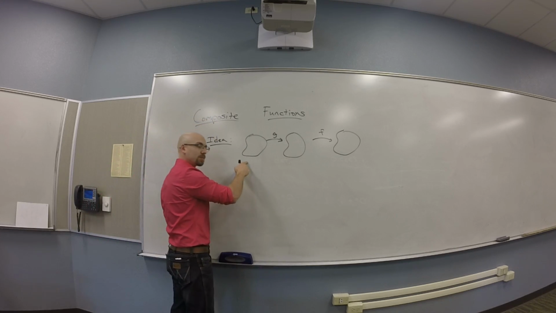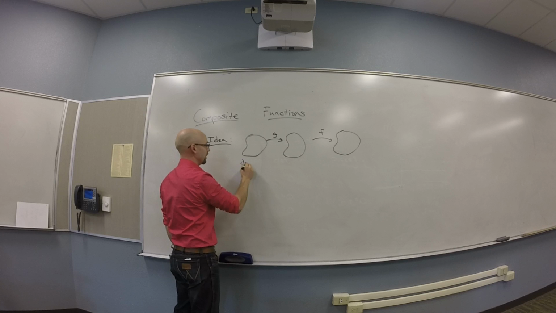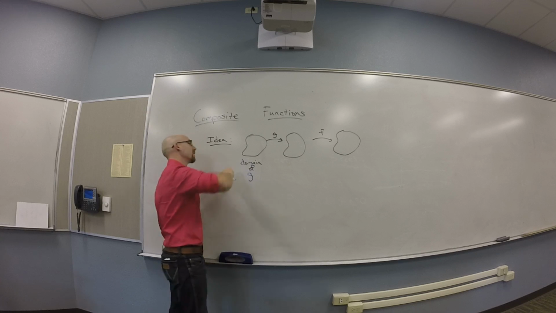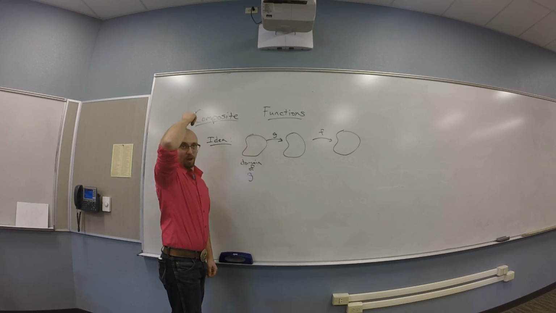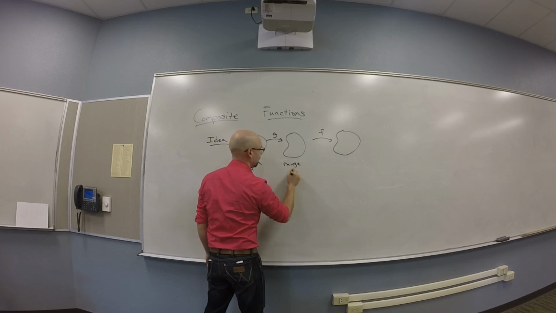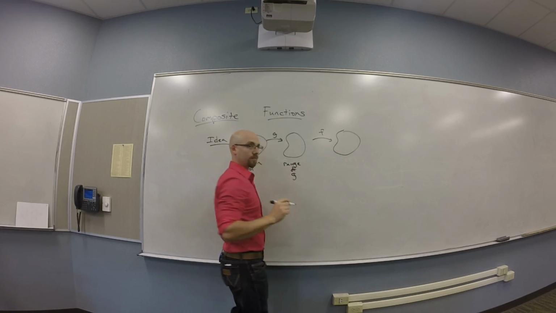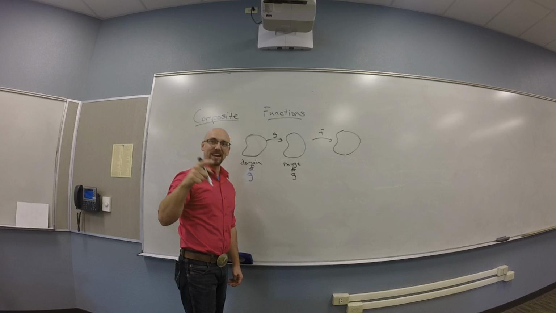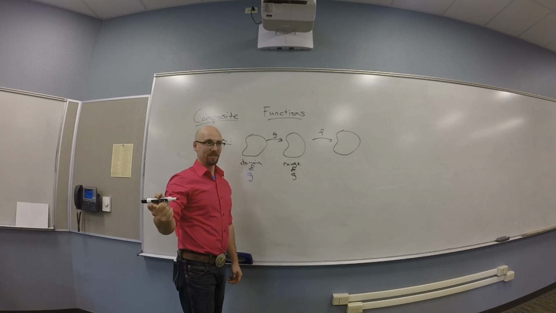So this blob is clearly the original input. That's the domain of g. Good with that? What's the output of g? What's that blob? That's going to be the range of g. And at least some of it has to fit into f.